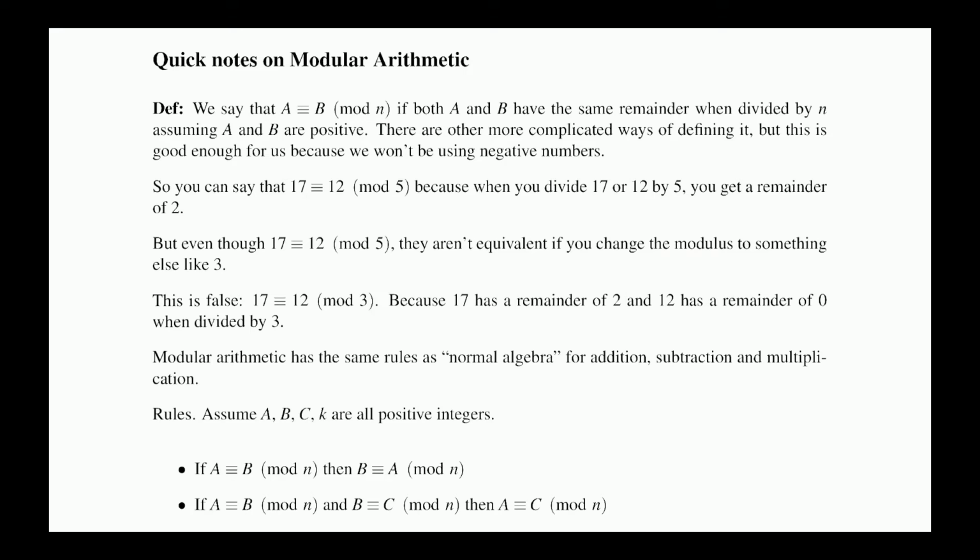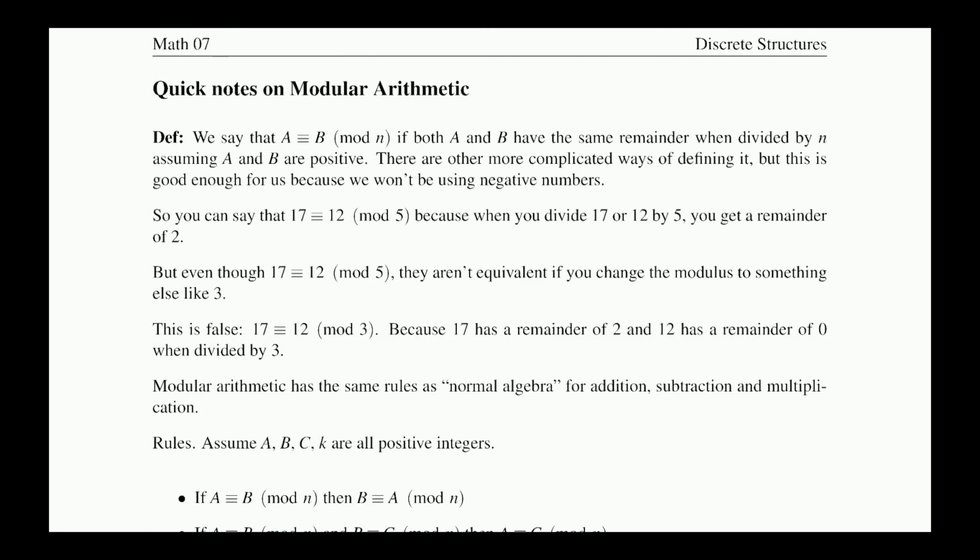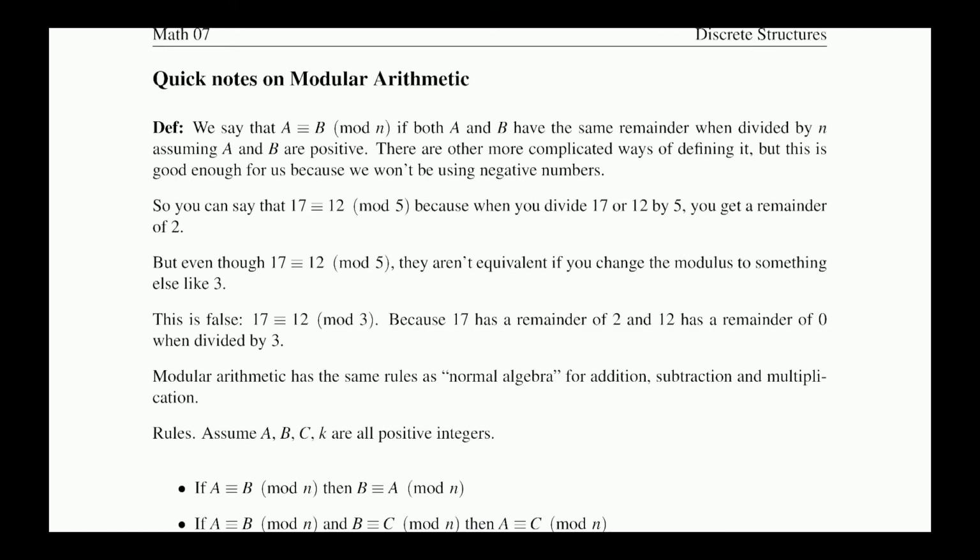Okay, so this is what modular arithmetic is. First of all, the notation. We say A is congruent, or you could say equal. A lot of times people will say equal. A is congruent to B modulo n.